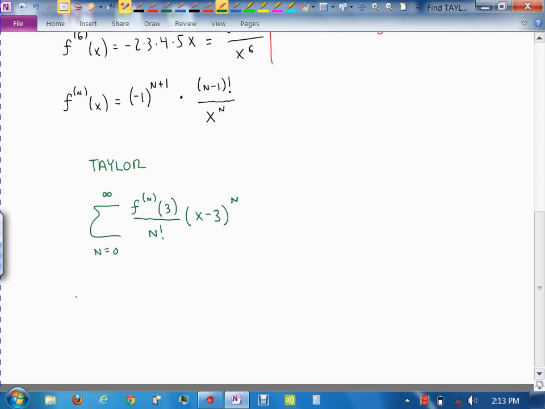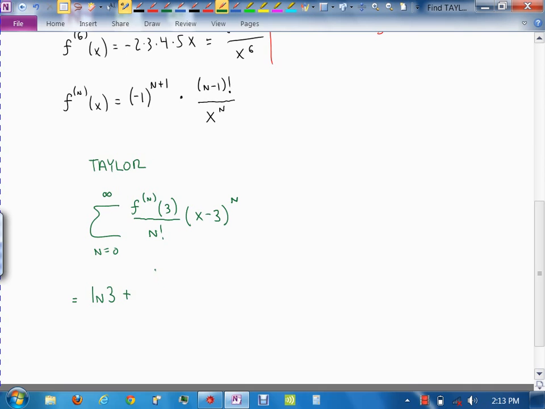Okay, which equals? What was the first constant we got? So I'm trying to plug in n equals 0, right? That gives me the 0th derivative at 3. What was the 0th derivative at 3? It was natural log of 3. It'll be divided by 0 factorial, which is 1, and then x minus 3 to the 0, which is 1. So my first term is natural log 3 plus. What was the first derivative evaluated at 3?